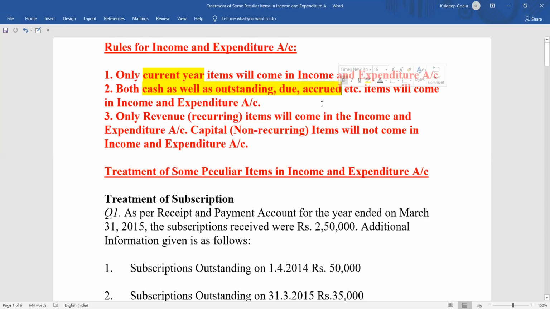जैसे रिसिप्ट एंड पेमेंट अकाउंट में क्या था, ओनली कैश आइटम. यहाँ पे वैसा नहीं है, यहाँ पे कैश भी आएगा, outstanding and due also will come here. Okay, both cash and non-cash, all the items will be coming here. Right? The next one, revenue items will come in the income and expenditure account.